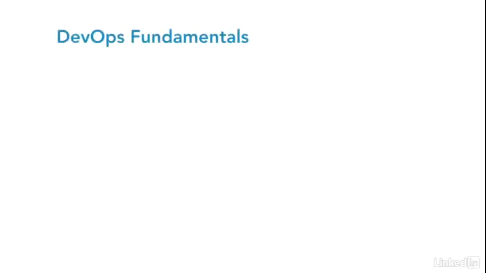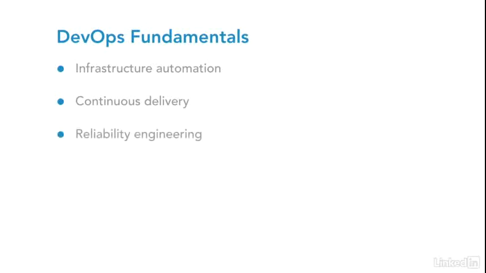This course is designed to introduce you to the basic concepts of continuous integration and delivery. To get the most out of this course, you may want to watch DevOps Foundations here in the library. In it, James and I discuss the fundamentals of DevOps and how the three major practice areas, infrastructure automation, continuous delivery, and reliability engineering, fit into it. This course drills down into continuous delivery.